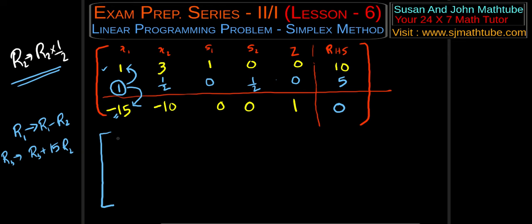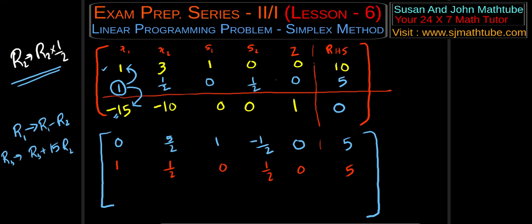So the first row is going to change, and that's pretty easy. R1 minus R2. So 1 minus 1, that's going to be 0. And 3 minus 1 by 2, that is 5 by 2. And then 1, and then minus 1 by 2. And then 0, and then 5. And now the same thing. So I'll use a different color. So there is no change over here.